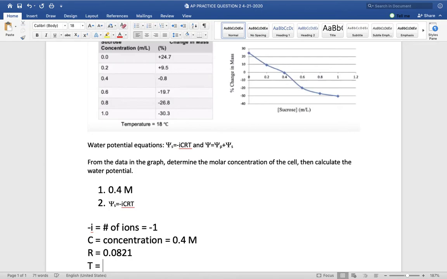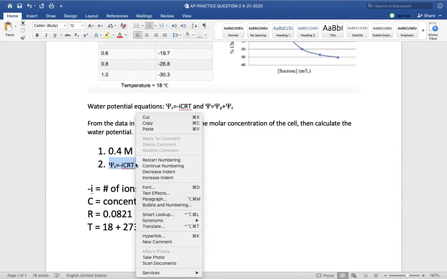And then T is temperature. In this case, the temperature you can see below the graph is 18 degrees Celsius. However, if you remember, you cannot use Celsius or Fahrenheit for equations like this because they can give you negative numbers, and we don't want any negative numbers. So the scale you must use is the Kelvin scale, where you add 273 to your Celsius to get 291 Kelvin.